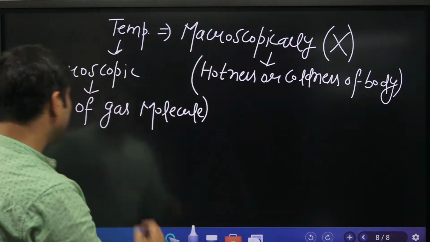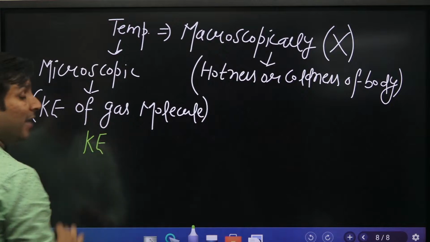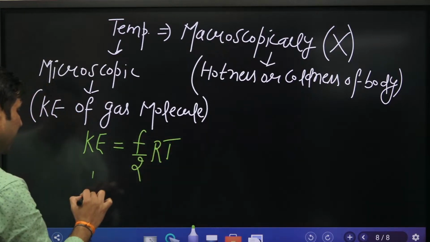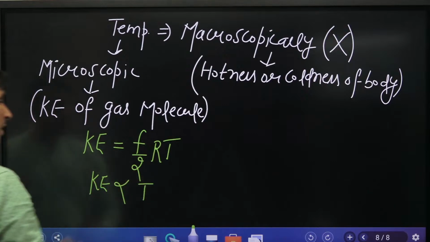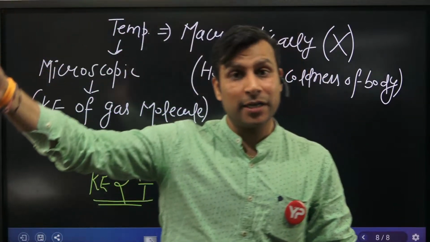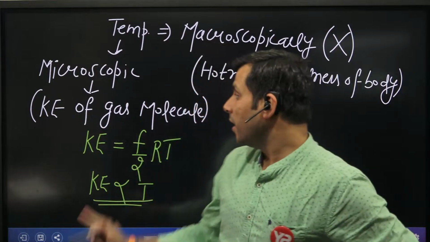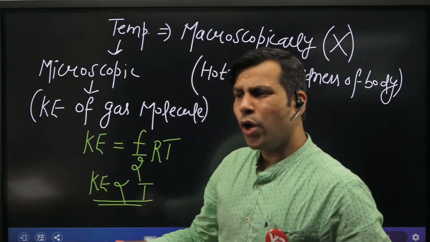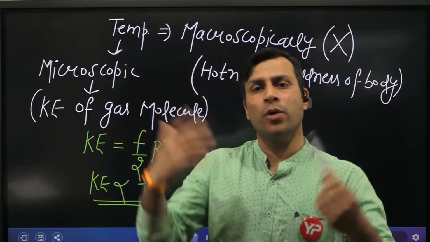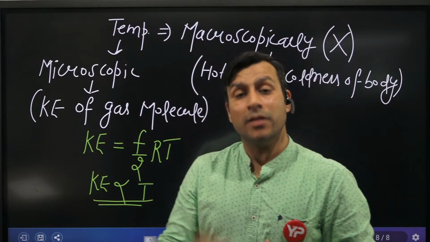And last class, guys, I introduced you to this particular expression. You remember? Kinetic energy of an ideal gas is equal to f by 2 RT. So the kinetic energy of a gas is directly proportional to temperature. The larger the temperature, the more the kinetic energy of the gas. Microscopically, temperature is defined as the kinetic energy of gas molecules. If molecules are at high temperature, they have more kinetic energy. If the temperature is less, they have less kinetic energy.